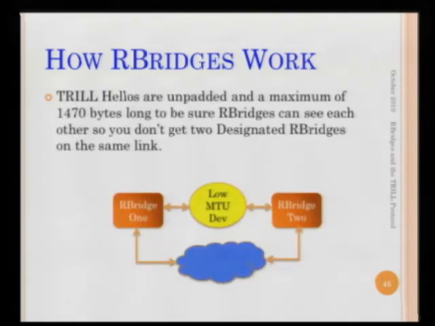So let's talk a little bit about these TRILL hellos and why they're limited to a maximum of 1470 bytes. The point is it's actually important for the RBridges to be able to see each other. So we have a little diagram here with two devices and a cloud between them and a link between them, and it says low MTU device. But let's assume for a second these devices were actually bridges. And whatever this device in yellow was, it had the effect of filtering BPDUs. So BPDUs didn't get in. Well, these two bridges couldn't see each other.